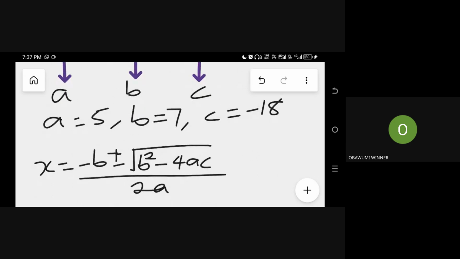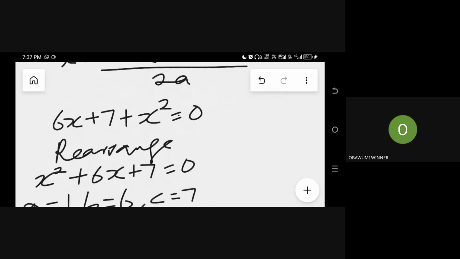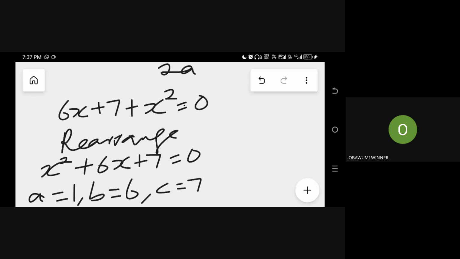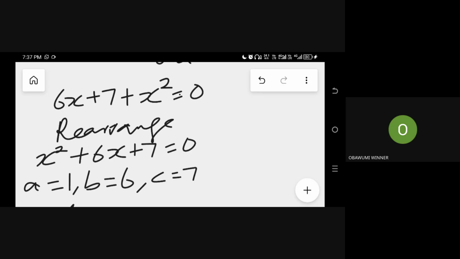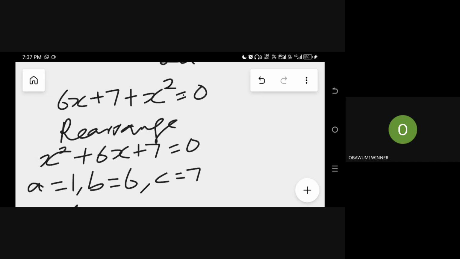We also went further to say, don't just pick A as the first thing you see, B as the second, and C as the third. When you have a question like this, don't just say A is 6. A is not just the first number you have there. A must be the coefficient, the number attached to S squared. So anywhere your S square is, you have to get the coefficient there.